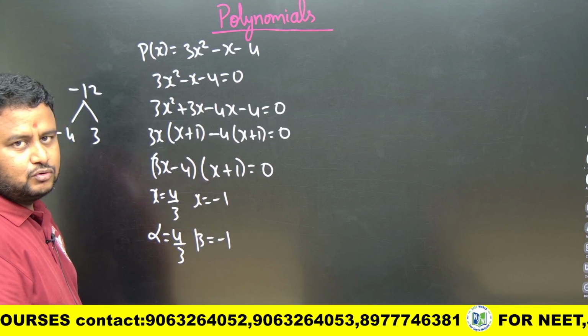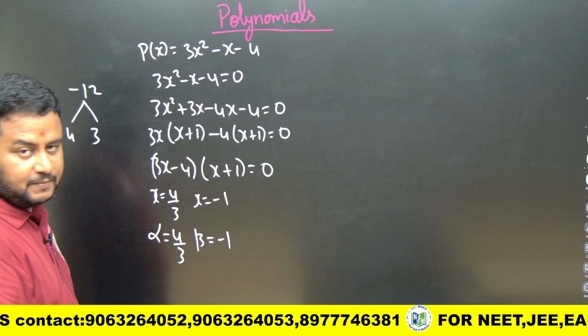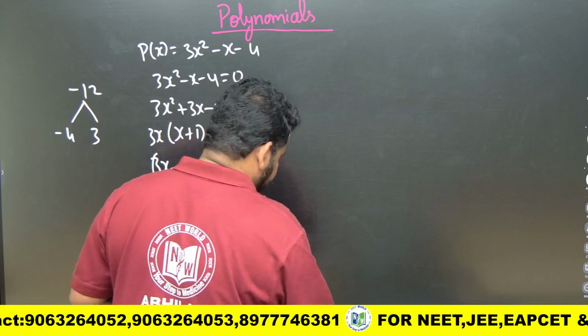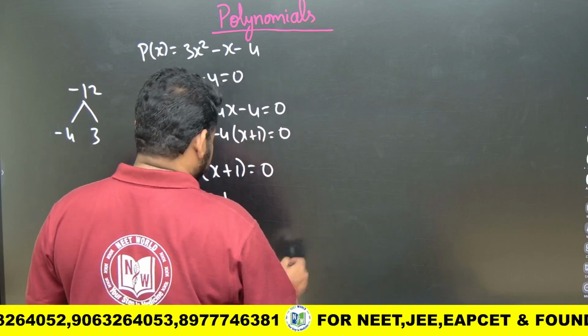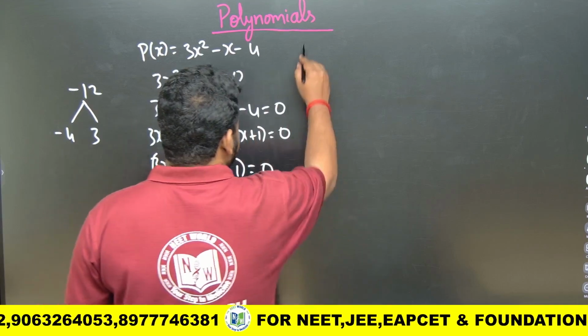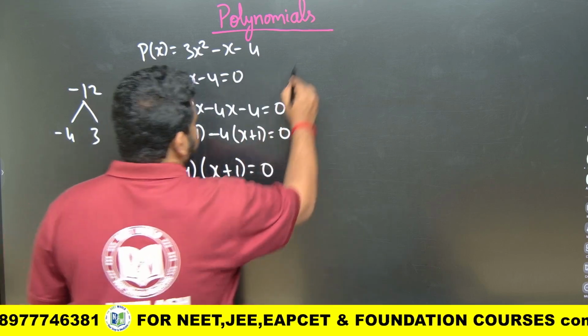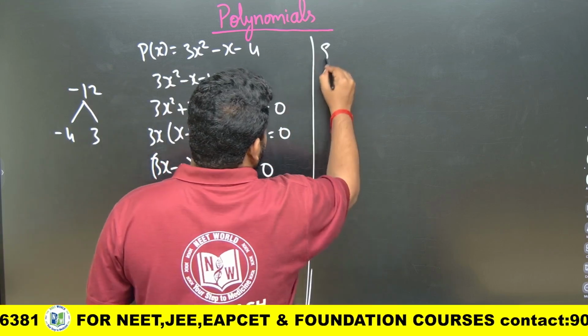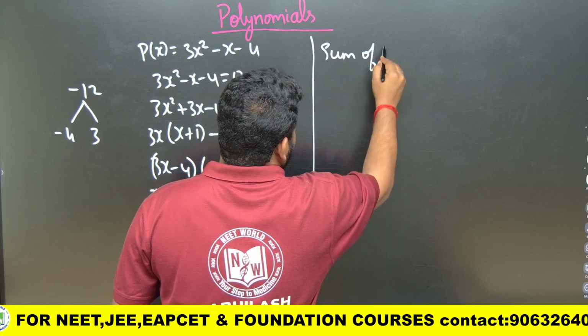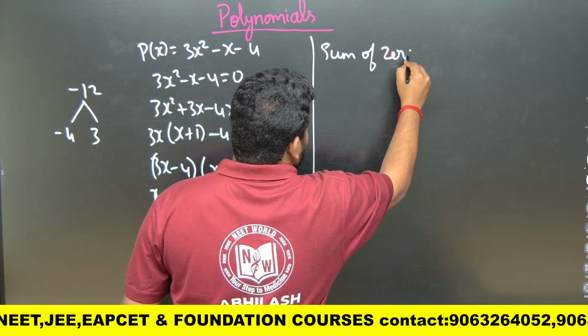Now what we have to do? We have to find zeros of the polynomial. Actually we found the zeros of the polynomial, now let us establish the relation between zeros and coefficients. By using the direct method, let us find the sum of the zeros.